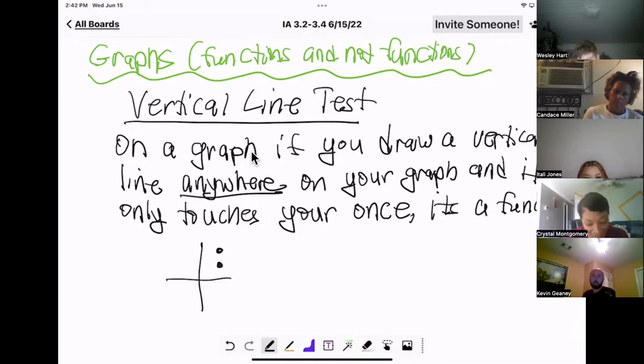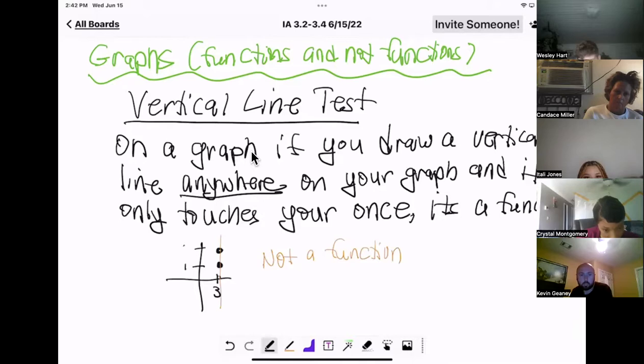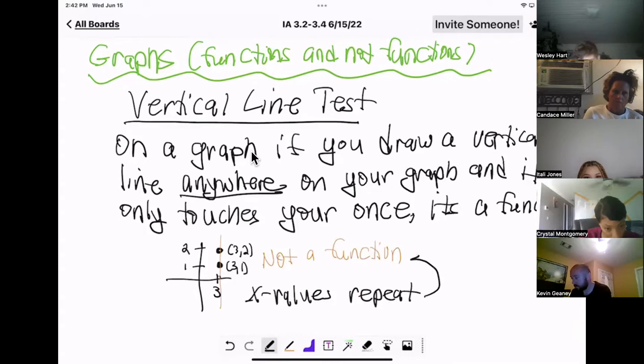2 points actually. If I do a vertical line and I do a vertical line, how many times do I touch the point? I touch 2 points, right? That's not a function. And this is why it's not a function. So let's just say this is at 3, this is at 1, and this is at 2. These coordinates would be (3, 1) and (3, 2). And notice that my X values repeat. X values repeat. So it definitely is not a function.